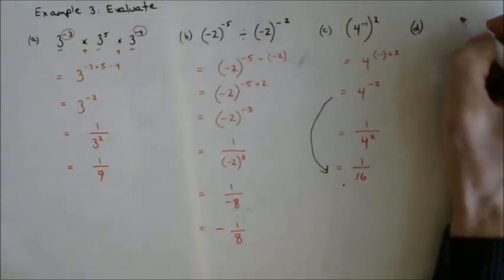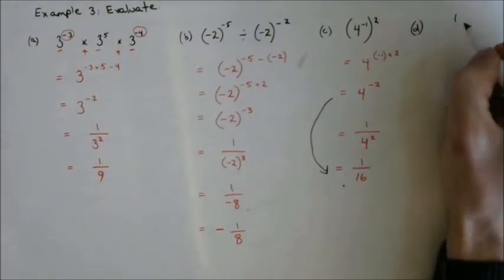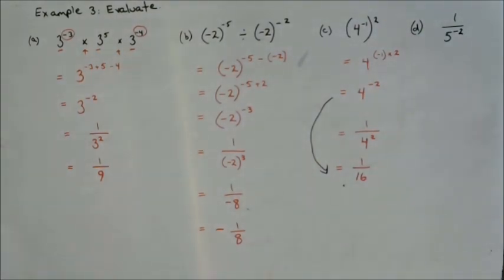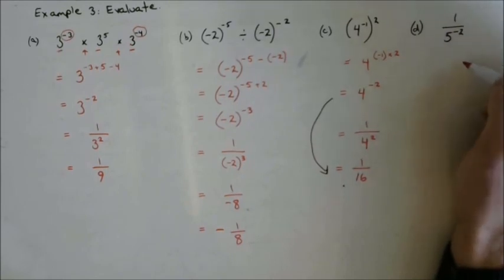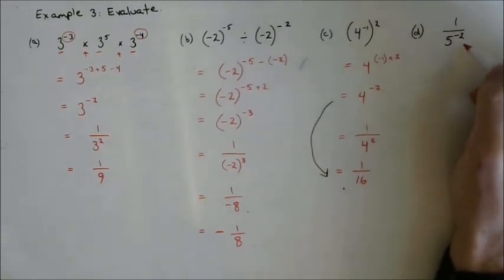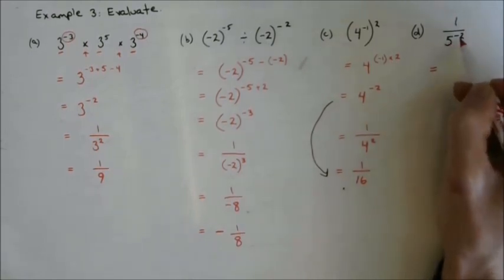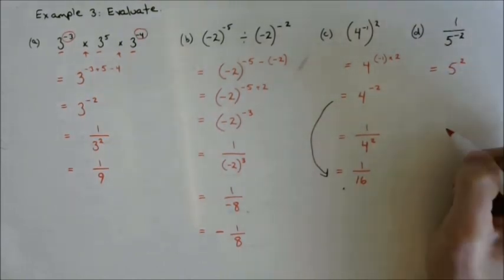All right, example D. This one gives us a situation where we have a negative exponent in the denominator. The same rule applies. You can simply take the reciprocal of this situation with the positive exponent. So we can rewrite this, instead of 5 to the power of -2 in the denominator, we can write it as 5 to the power of +2 in the numerator.